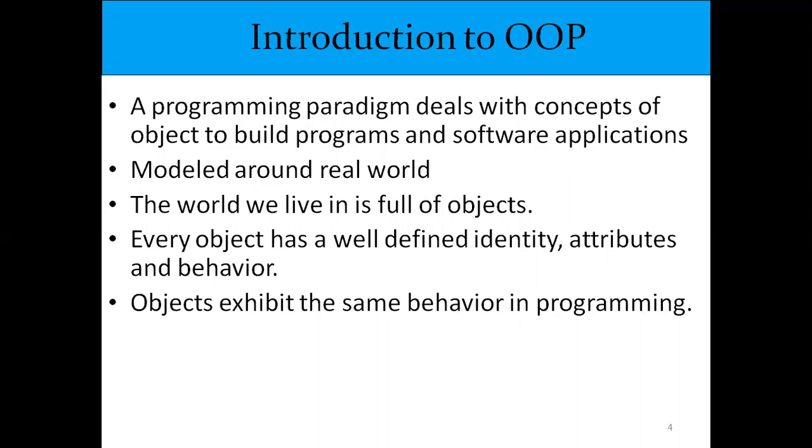With the help of these objects, we can also create applications with the concept of object-oriented programming. Every object has a well defined identity, attributes, and also behavior. Objects exhibit the same behavior in programming. For example, I am considering that student is an object whose name is John. The student object contains properties or characteristics like name, age, gender, date of birth, etc. Similarly, if I consider the behavior of a particular object, I can say eat, sleep, register, write exam, etc. So these are different types of attributes and behaviors of a student object.